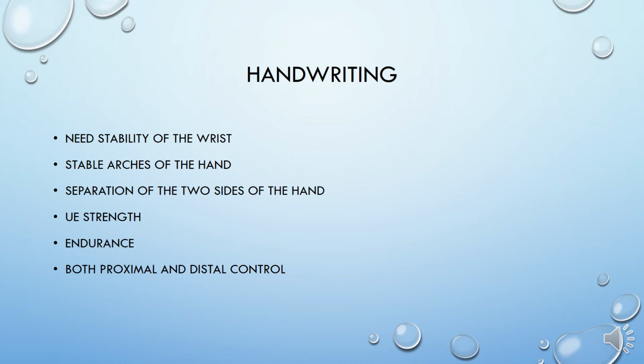There's a certain level of endurance required for writing. So in addition to strength, you have to keep going. And different people have different abilities in terms of writing endurance. And you need, obviously, both distal and proximal control. When we're talking about distal and proximal control, I'm talking about distal and proximal control of the body. So you need to be proximally stable and distally mobile, and you need both of those to work together.